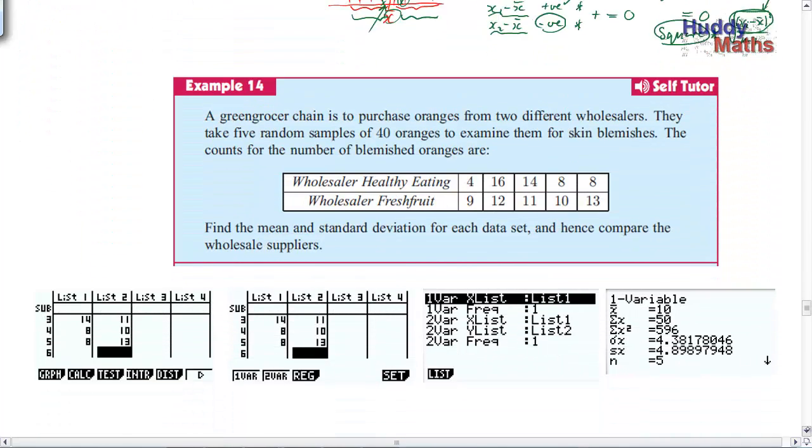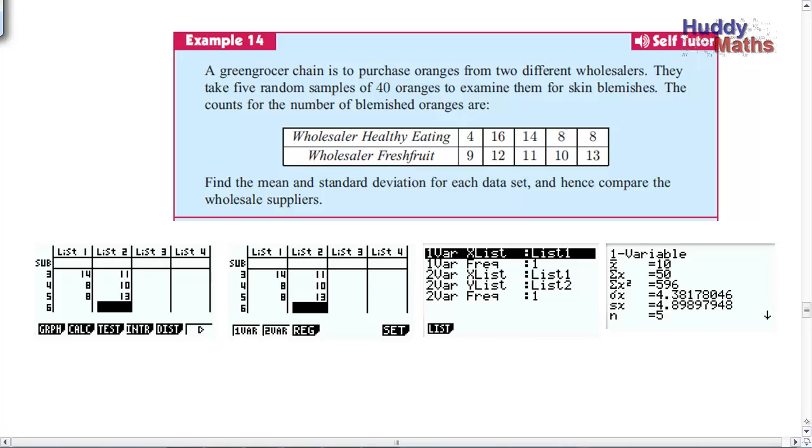Here we are. And I've used the calculator down below there again. So just watch this. The greengrocer purchases oranges from 2 different wholesalers. They take 5 random samples of 40 oranges to examine them for skin blemishes. The counts for the number of skin blemishes are from the 2 wholesalers here. So this is the first wholesaler, second. Find the mean and standard deviation for each set and hence compare the wholesaler suppliers.